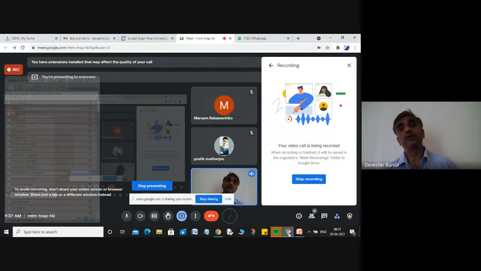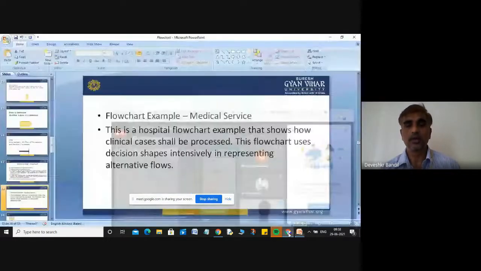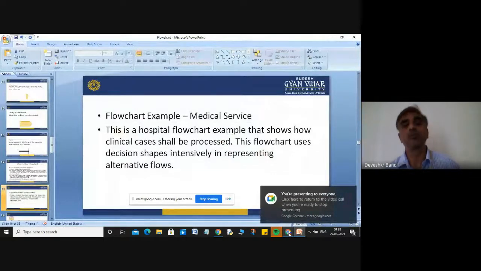If you have not registered in the hospital, your first step is to register yourself. After registering, the hospital will provide an attendant or a nurse. So these are all the instructions when you take the medical service. Here I am taking the example of the medical service, and I will draw the flowchart of it.